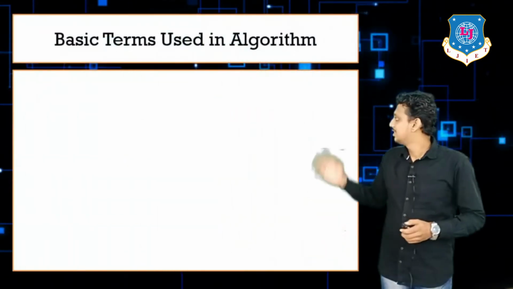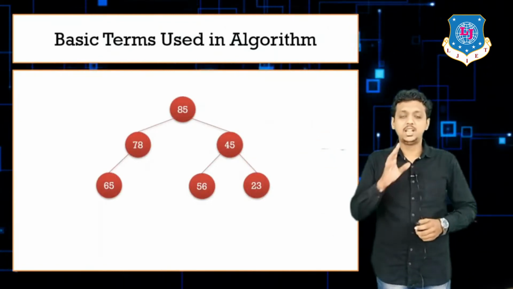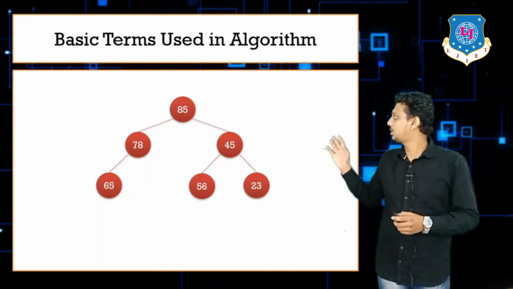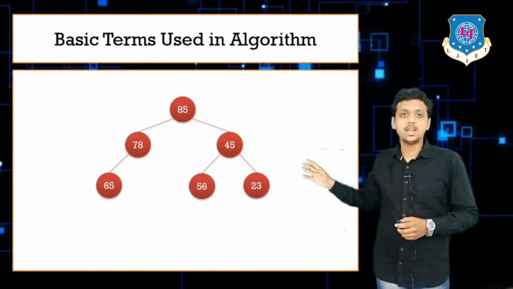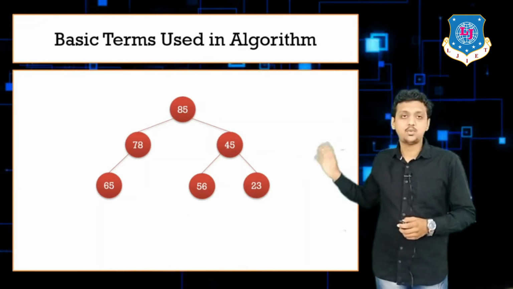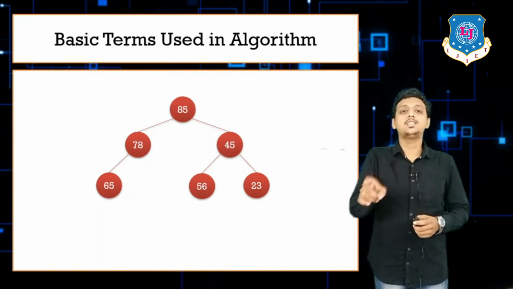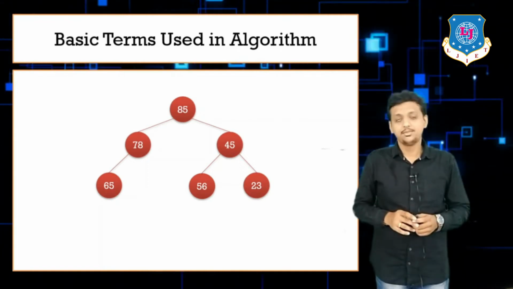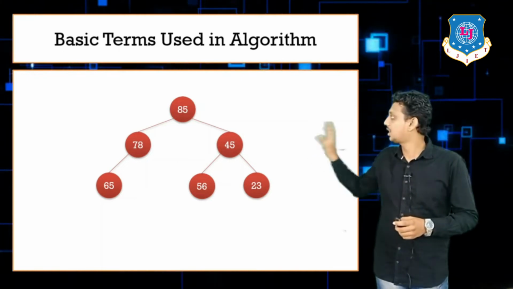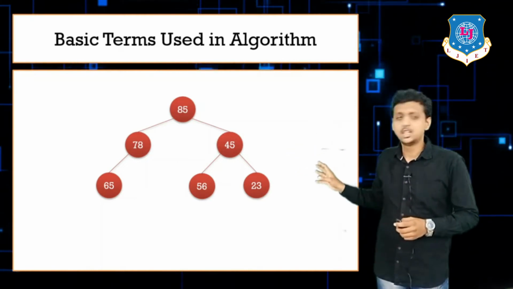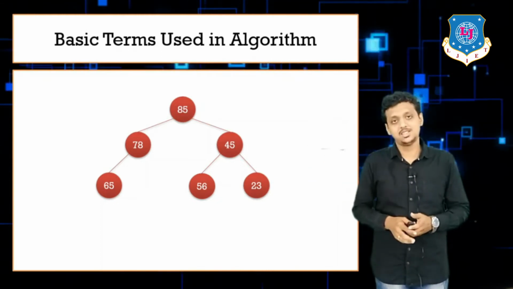So here it is. This is your binary tree, where 85 is your root node and the rest of the nodes are on the tree. Like 78 is there, 65 is there. On the right side of 85 we have 45, 56 and 23. Students, this is not a binary search tree, this is a normal binary tree. Please don't think that smaller values are not on the left and greater values are not on the right, because this is a binary tree, not a binary search tree.